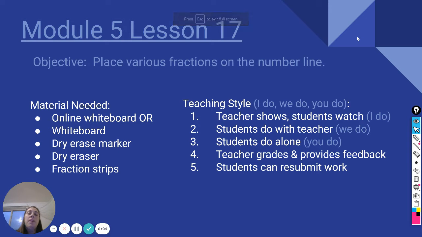Today we're doing Module 5, Lesson 17. The objective is to place various fractions on the number line. The materials needed for today are your online whiteboard or whiteboard, dry erase marker, and dry eraser. And you may also want your fraction strips to help you reference.